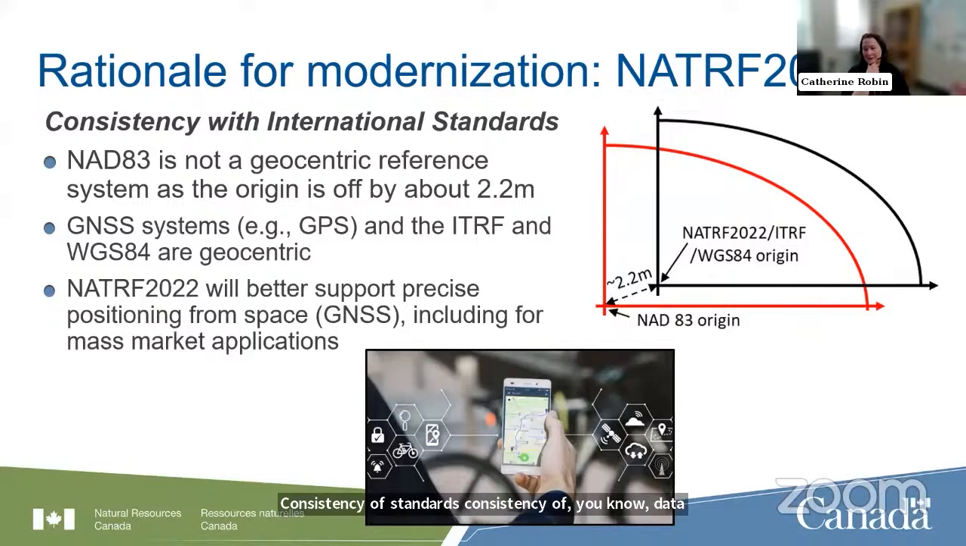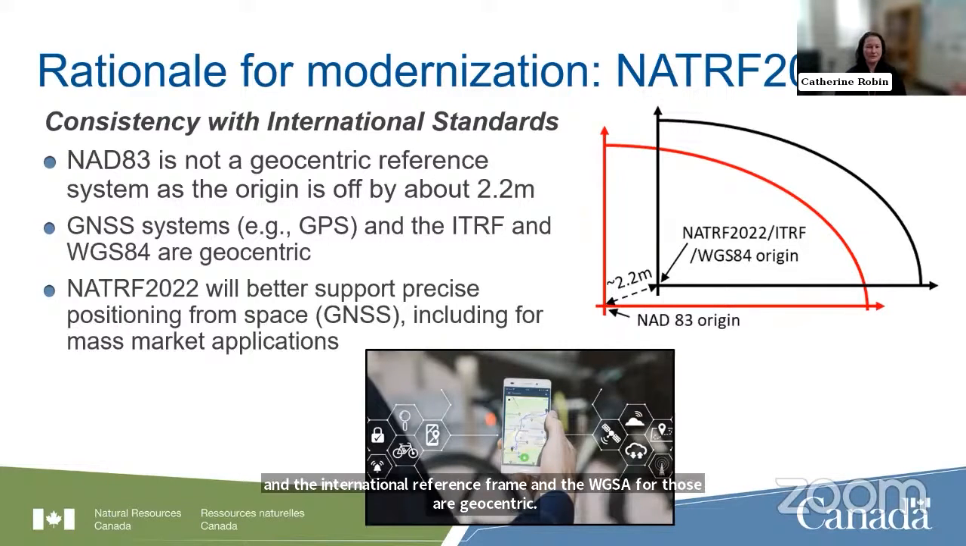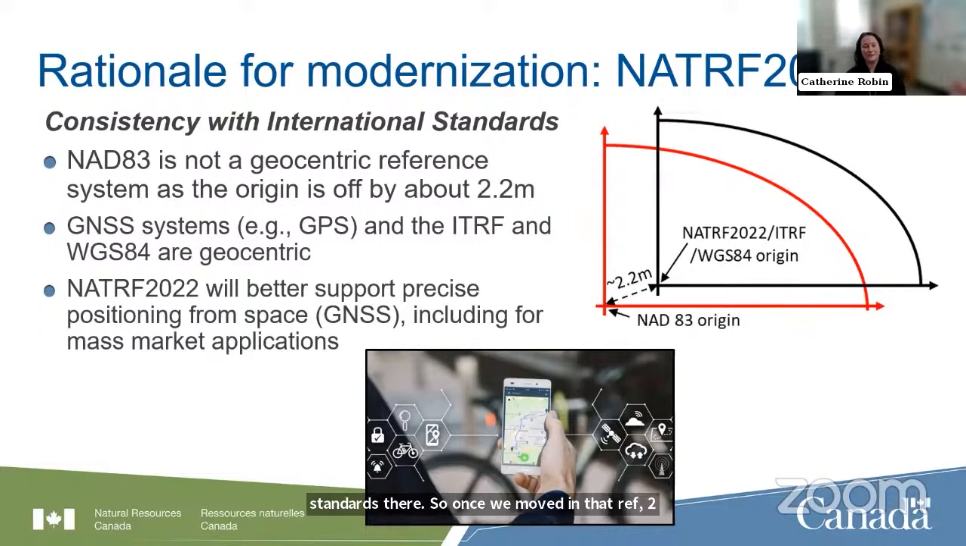So the issue with NAD83 that we found out once GPS started being able to observe small differences is that it's not geocentric. It's off the geocenter by about 2 meters. GNSS itself and the international reference frame and the WGS84, those are geocentric. So we're not quite consistent with the international standards there. Once we move to NATRF2022, we will be, and that will better support precise positioning from space, like GNSS. And importantly, it's going to be important for mass market applications.